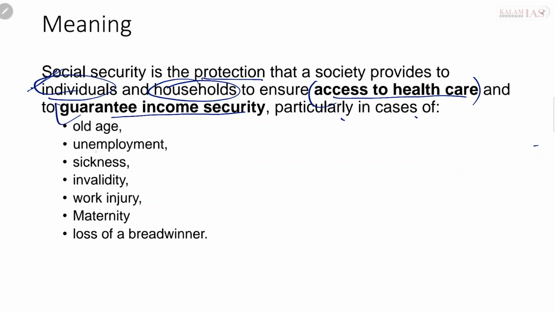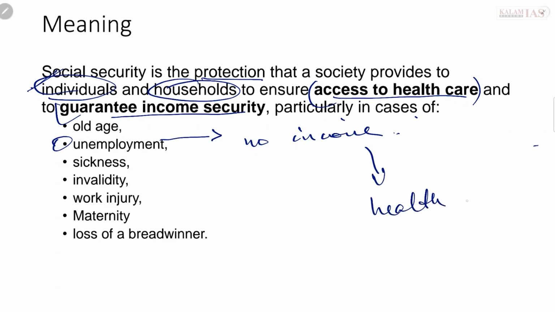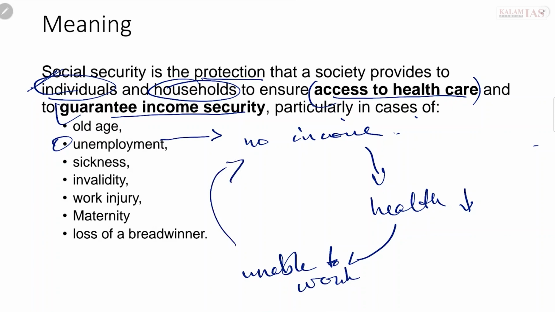second is unemployed. Unemployed, why? Because they have no income, so they are likely to fall into the poverty trap. Poverty trap is that once you have no income, your health goes down, then you are unable to work, and this means you will have no income, and your health will keep deteriorating also, and therefore you will not be able to improve from the situation.